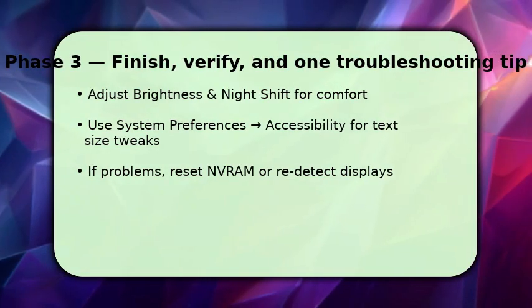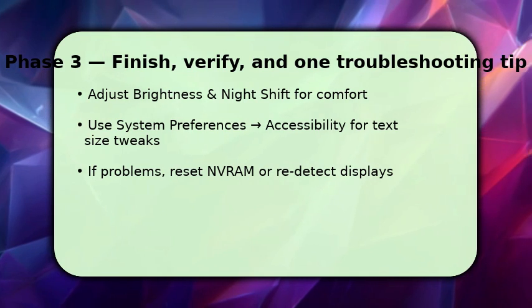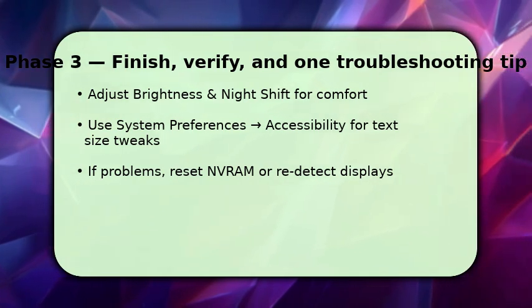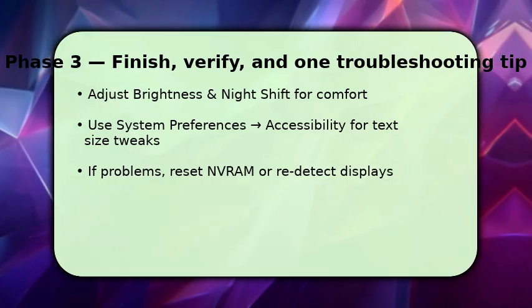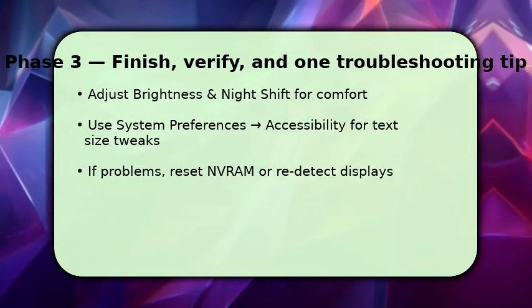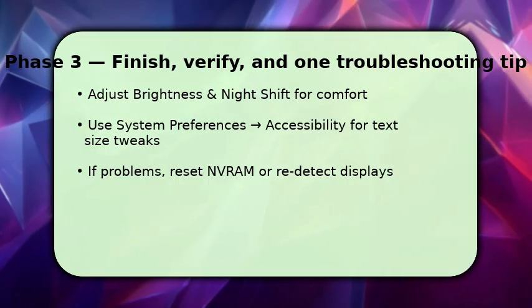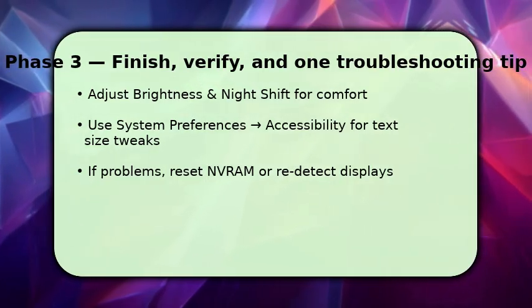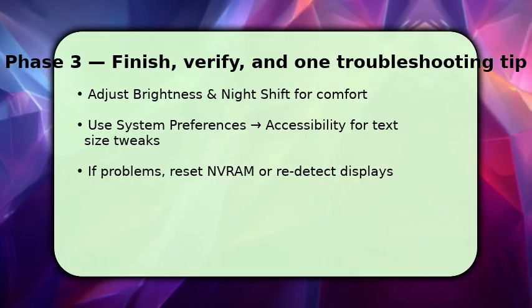Finish by fine-tuning brightness and night shift to reduce blue light. These affect perceived size and comfort. If text still feels small, adjust text size and accessibility or increase UI zoom. These preserve resolution but change legibility. Once satisfied, close settings to save.